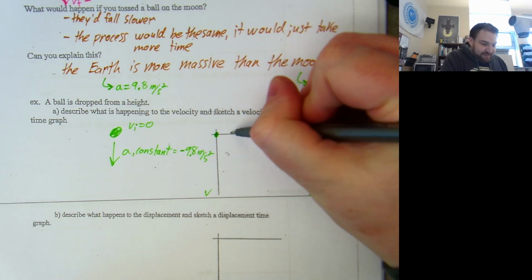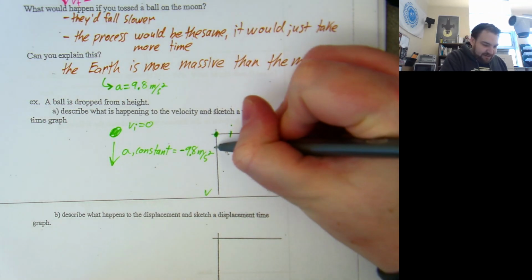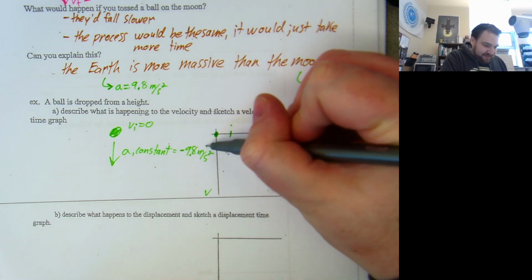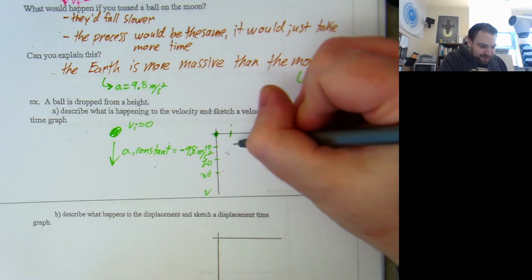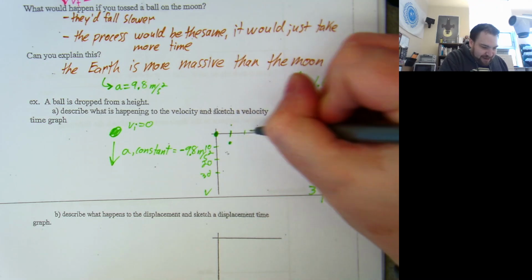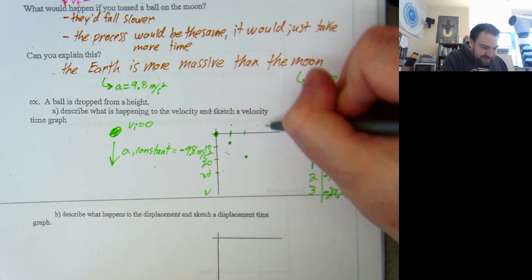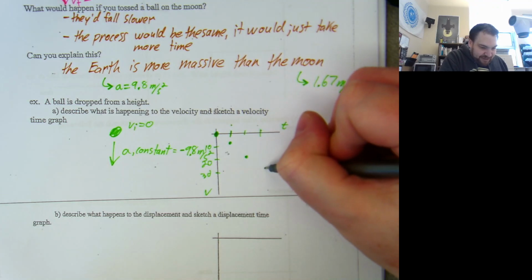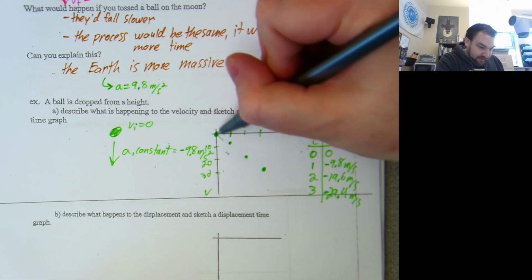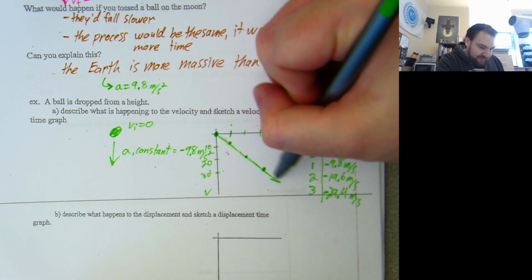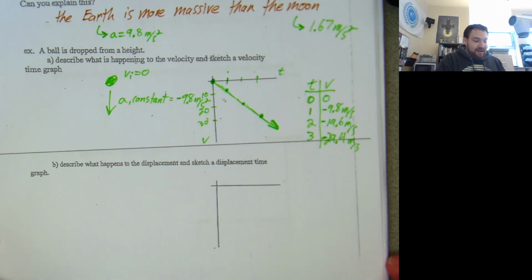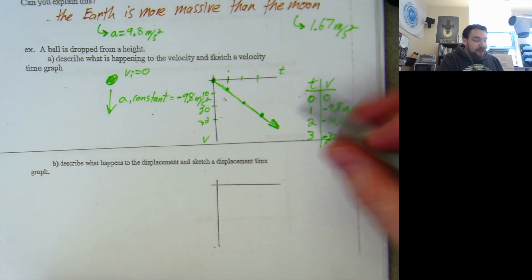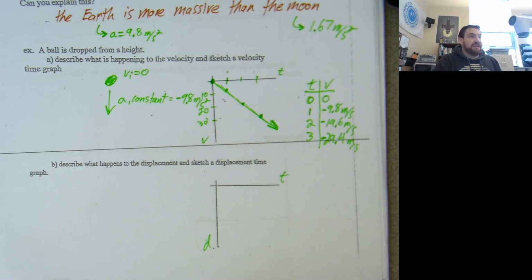But we can graph that. After 1 second, let's go 10, 20, 30. We'll break that up. After 1 second, we're at negative 9.8. After 2 seconds, we're going to be down here at 19.6. After 3 seconds, we're going to be down here at 29. And you're going to get a graph that looks like this. A constantly accelerating object downwards. So what should the displacement time graph look like for an object like this?